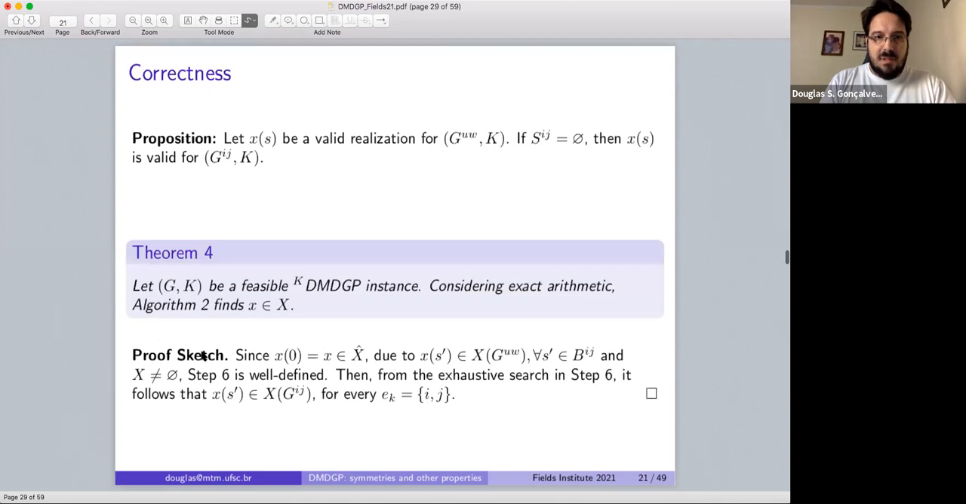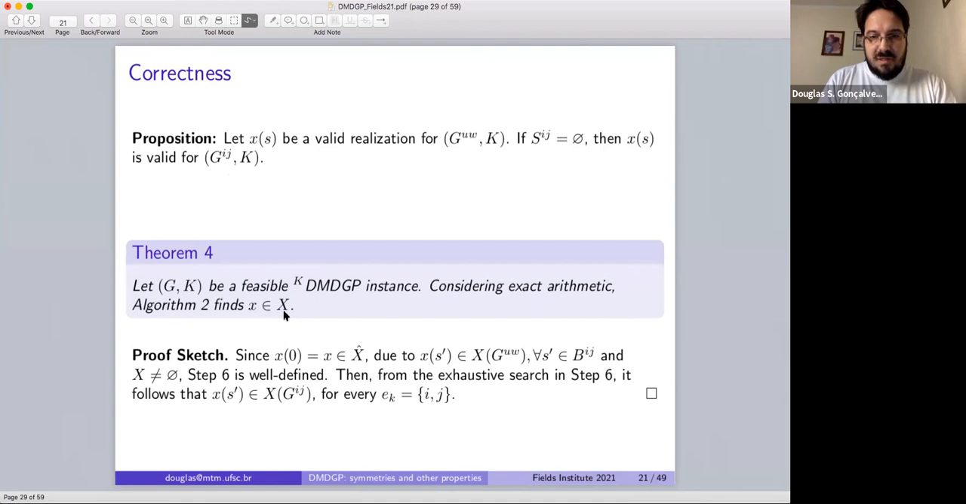So we are able to show that the algorithm is correct, first by showing that if the set of the symmetry vertices for the problem ij is empty, then the current solution, xs, is already a solution for the problem Gij. It means that you don't need to change anything because the current realization already satisfies the distance dij, okay? And then we prove a theorem showing that, with exact arithmetic, Algorithm 2 finds a realization x in the solution set of the DMGP problem.